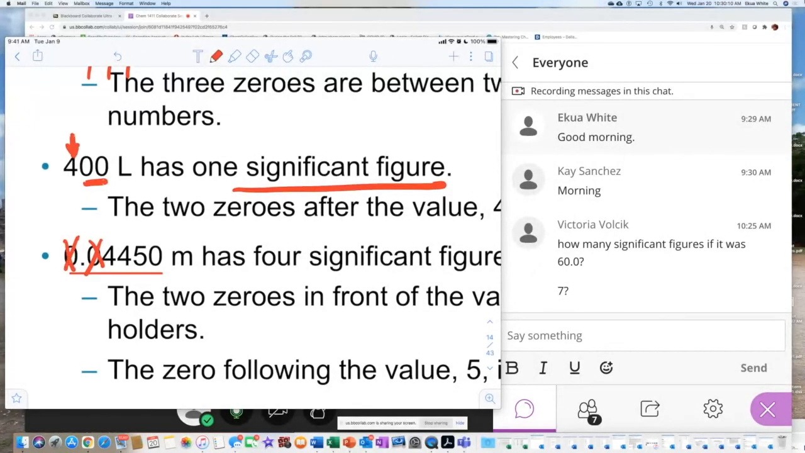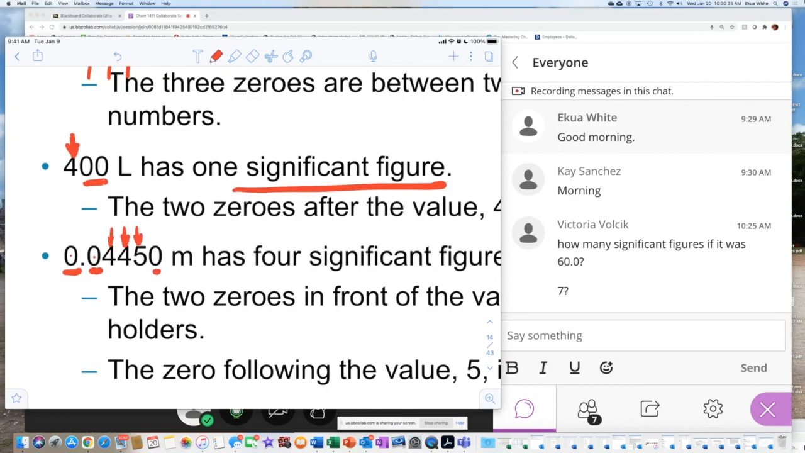Now, when we're saying not significant, we're not saying leave them out, right? Because some people leave the numbers out. You can't change the value of the number. You're just not counting it as significant. You want to not count it in your calculation. Just leave it as is. So this is not significant, not significant, significant, significant, significant.